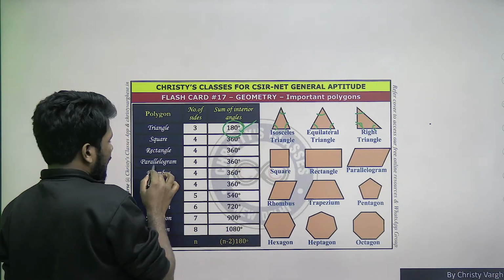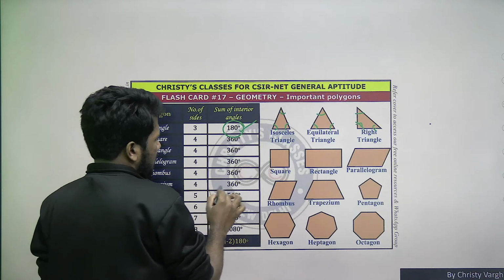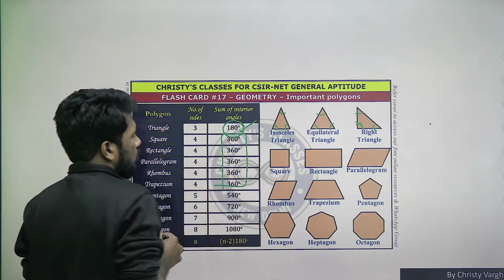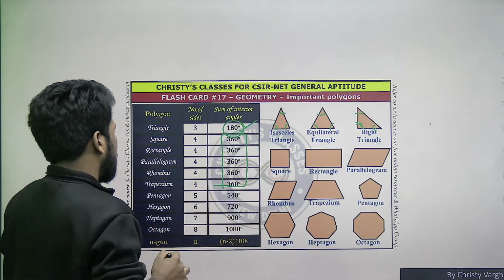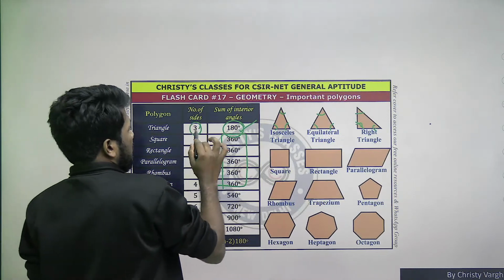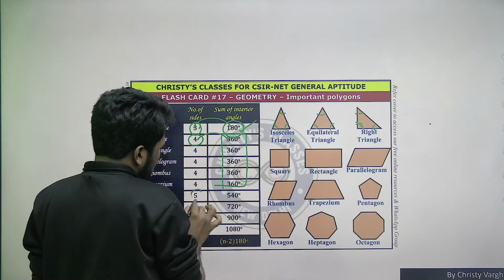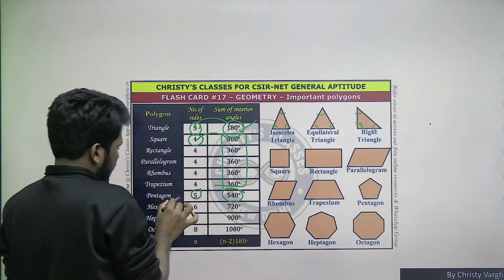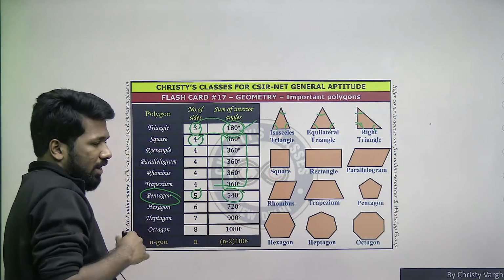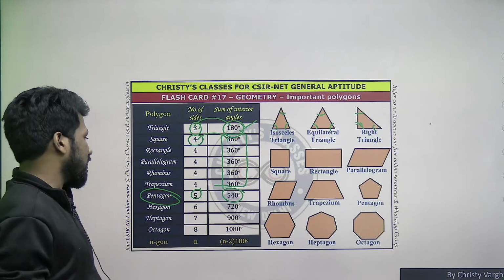Similarly, square, rectangle, parallelogram, rhombus, trapezium, these are all quadrilaterals. Theirs will be 360. That means if it is a 3-sided shape then 180, if it is a 4-sided shape then 360, if it is a 5-sided shape then 540. The name of a 5-sided shape is pentagon. All of you know, right? Penta means 5.